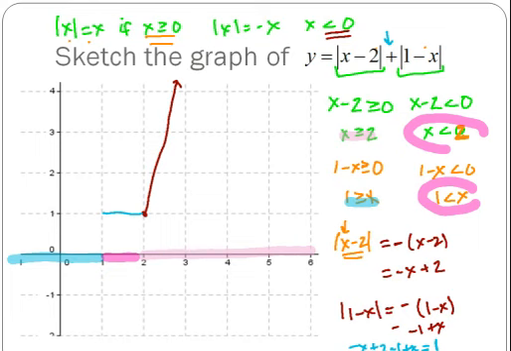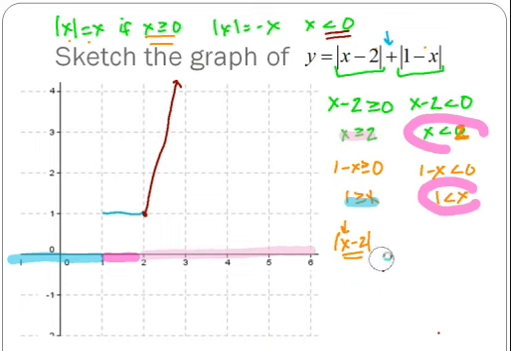Okay, and the last one, same idea, except now I'm looking for values with the domain less than or equal to negative 1. Alright, so if I plug 1 in, I'm getting a negative number out. If I'm plugging 0 in, I'm getting a negative number out. Negative is also code for less than 0, right? Which means I use this definition. I negate what's inside the bars.